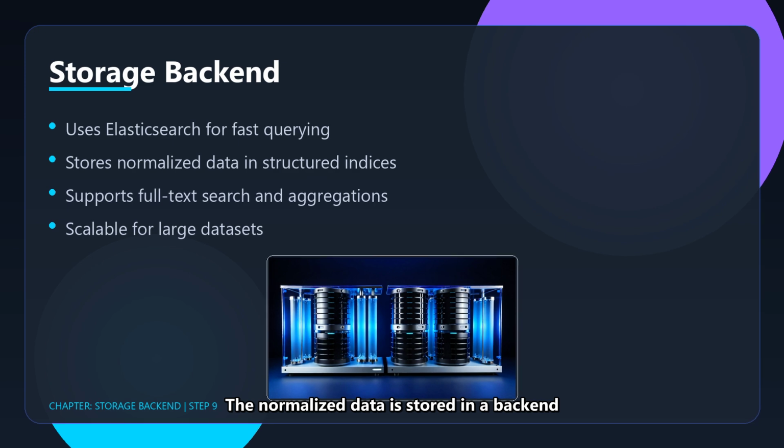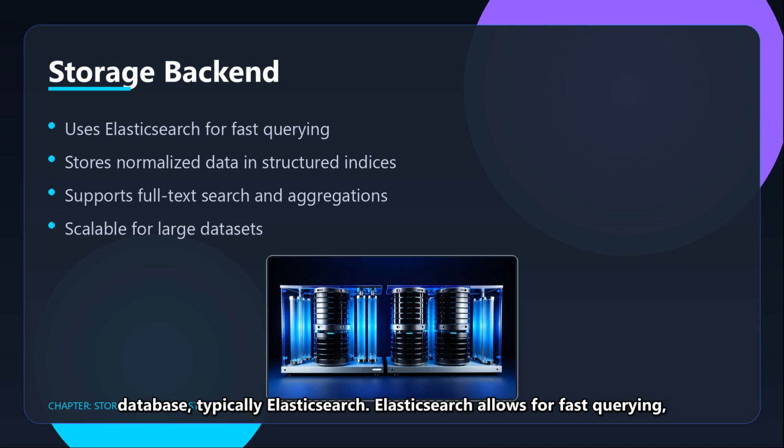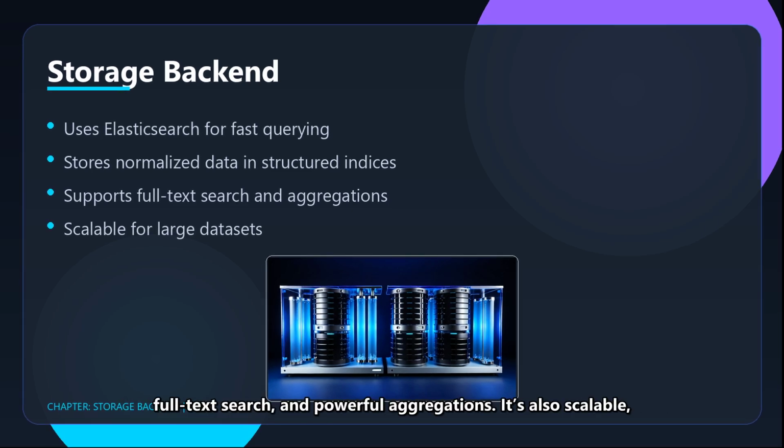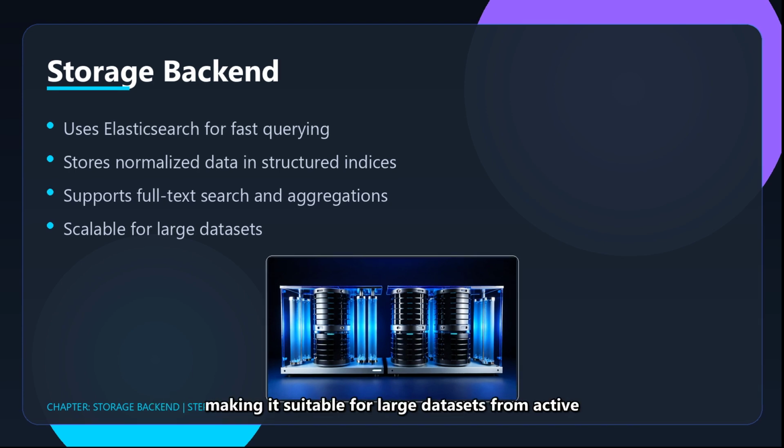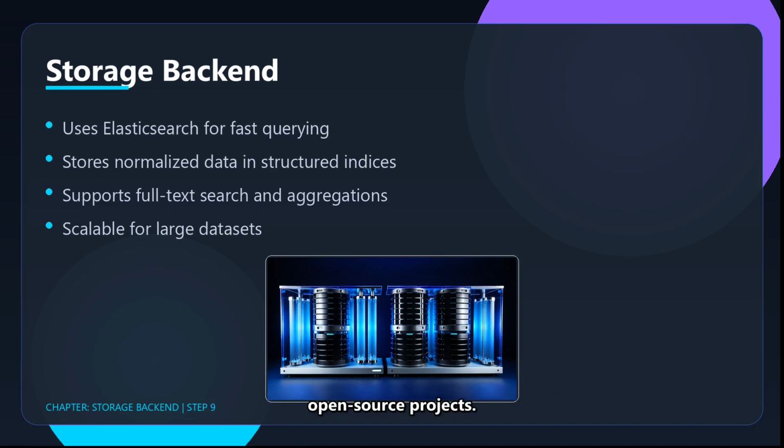The normalized data is stored in a backend database, typically Elasticsearch. Elasticsearch allows for fast querying, full-text search, and powerful aggregations. It's also scalable, making it suitable for large datasets from active open-source projects.